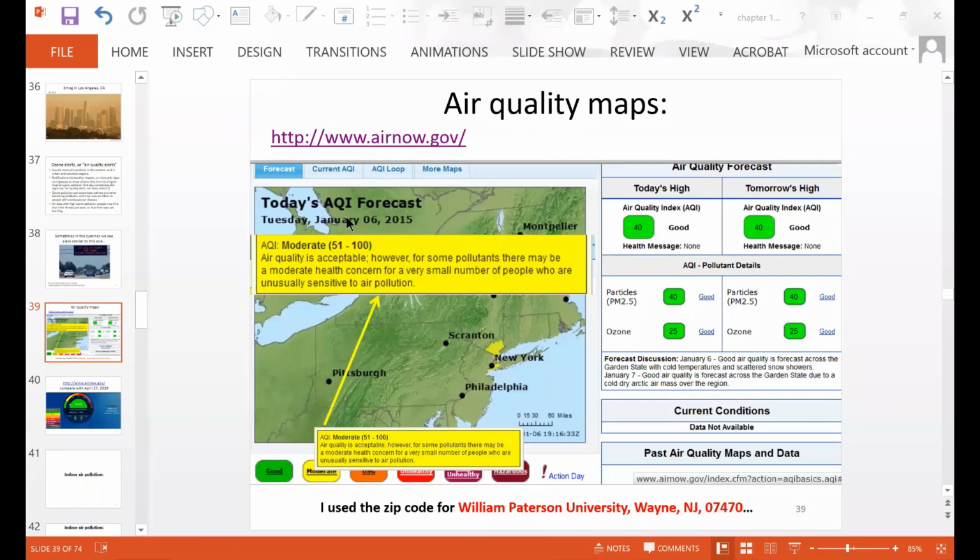So this was from January 6, 2015. And you see the yellow in here. I put in the zip code for William Patterson University. So it shows you in the surrounding area, the air quality was moderate. And then over here, it says air quality index, AQI, was good. Then it tells you particulates or particles. PM 2.5 is good. Ozone is good.